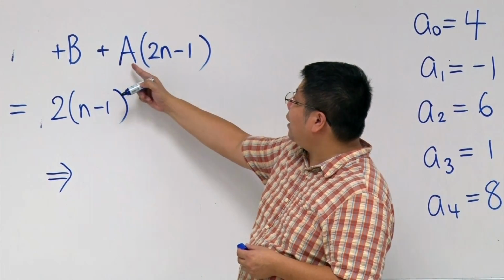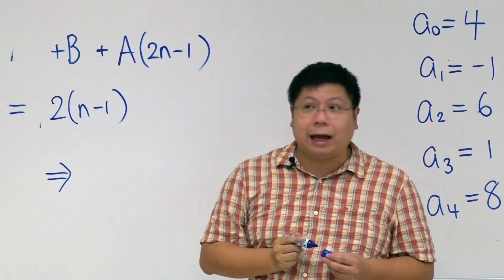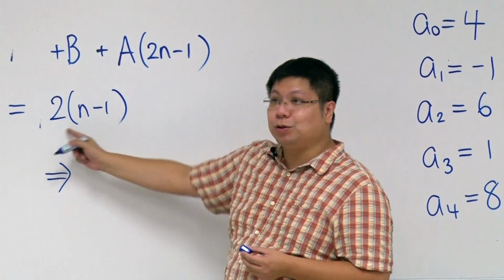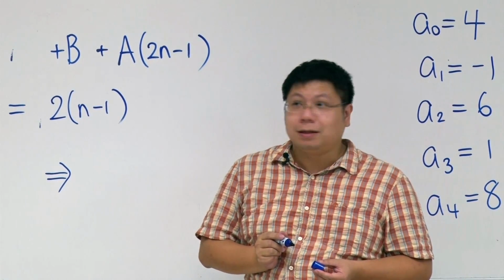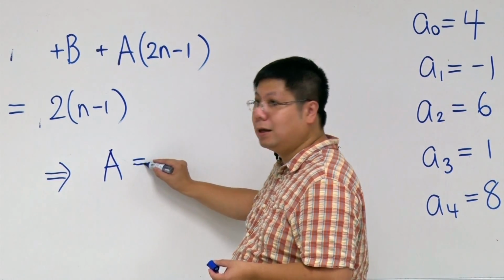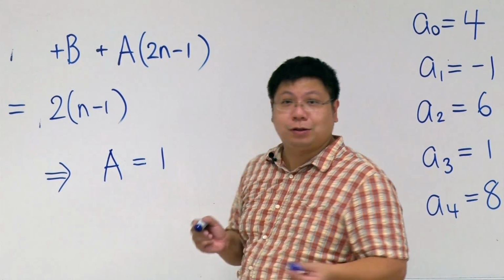So a is the only term that is going to multiply with n. So it must have a times 2n is equal to 2n. It sounds correct, right? So a has to be 1. Am I correct? A has to be 1.